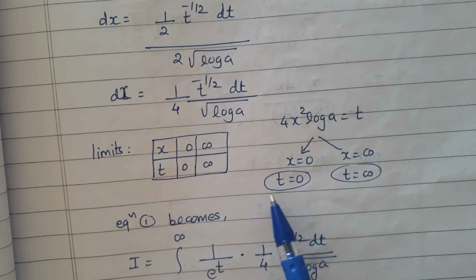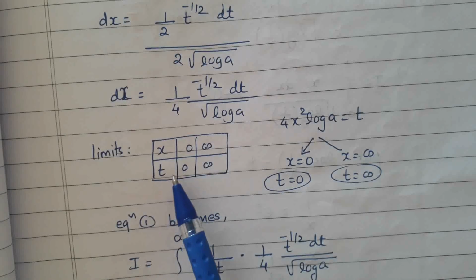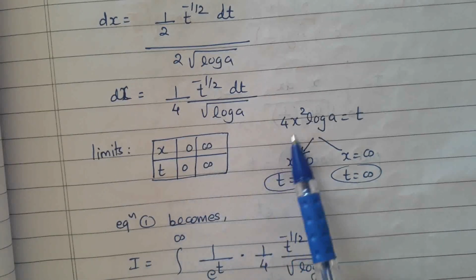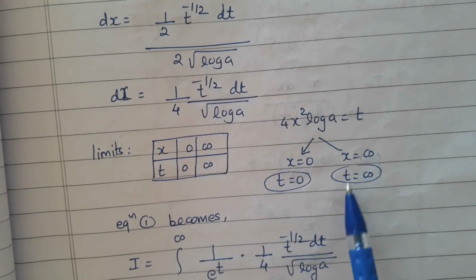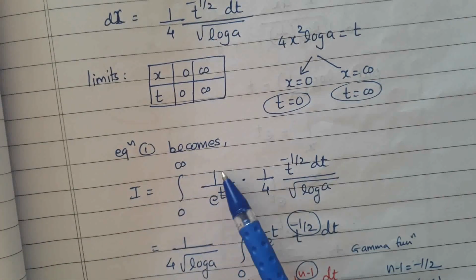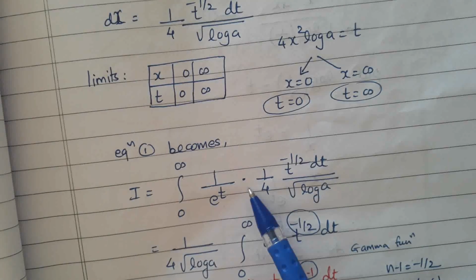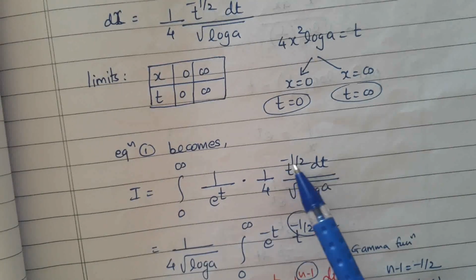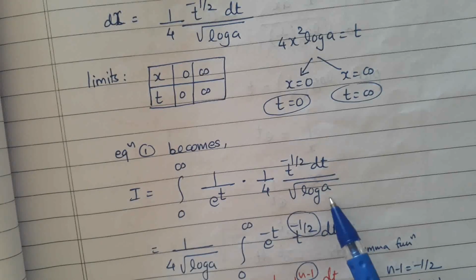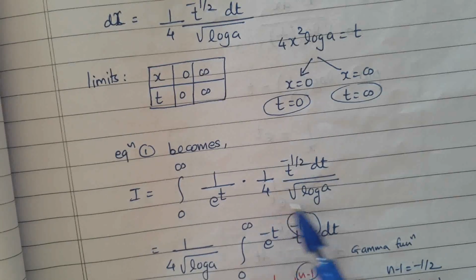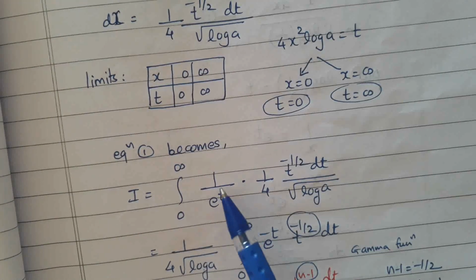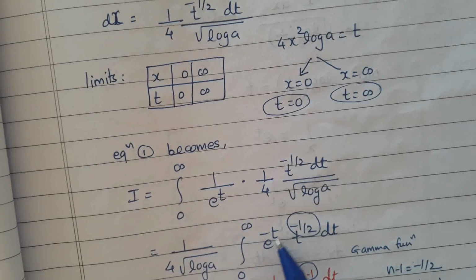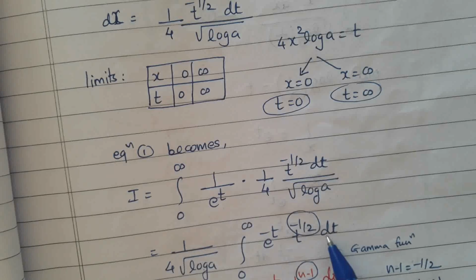Change the limits. All limits for x are 0 to infinity. Find the new limits for t using the substitution. When x is 0, t becomes 0. When x is infinity, t becomes infinity. So equation number 1 becomes integral 0 to infinity 1 upon e raised to t into dx, which is equal to 1 by 4 t raised to minus 1 by 2 dt root of log a. Take 1 by 4 root of log a outside the integral. Integral 0 to infinity, 1 upon e raised to t becomes e raised to minus t, t raised to minus 1 by 2 dt.